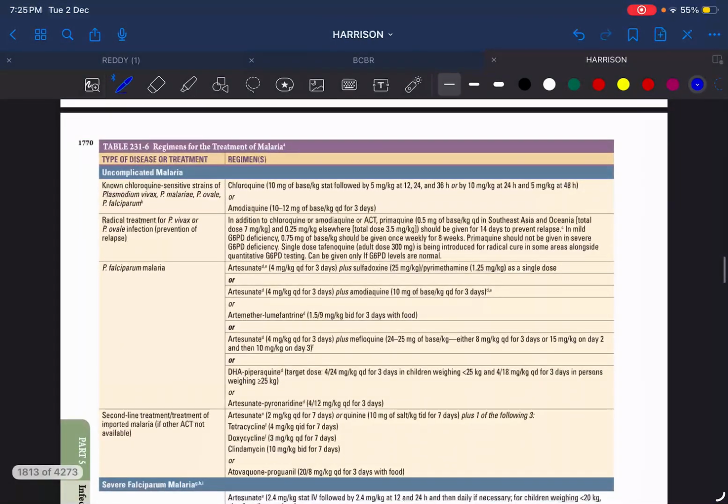Yes, coming to the most important part, that is uncomplicated malaria treatment. If it is chloroquine sensitive strains, we will straight away go for chloroquine, remember. No need to remember the dose. Then for Vivax and Ovale, to prevent relapse, in addition to chloroquine, we also give primaquine. In G6PD deficiency, primaquine should not be given, so in that case we use single dose tafenoquine. Primaquine should be given for 14 days, whereas tafenoquine is a newer drug that can be given in G6PD deficiency, which is usually a single dose.